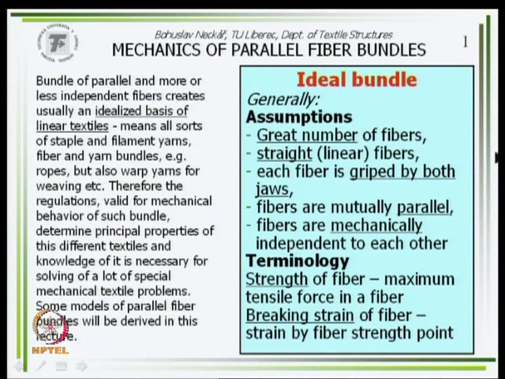Let's use general assumptions. Which are they? We assume that our bundle is created from a great number of fibers. Each fiber is straight, is linear. Each fiber is gripped by both jaws. Fibers are mutually parallel, so a parallel fiber bundle. Fibers are mechanically independent of each other. It means something like friction among fibers is not used in our model. This is the model of Mr. Hamburger.